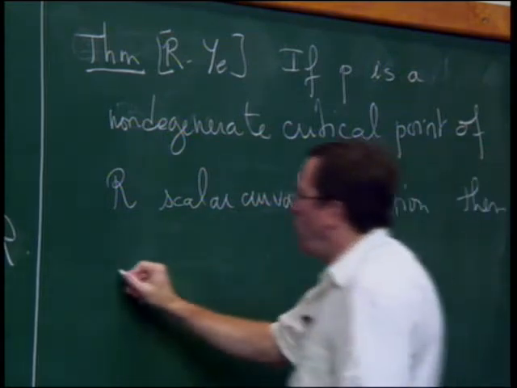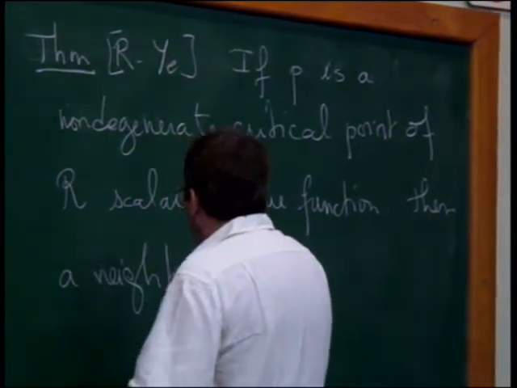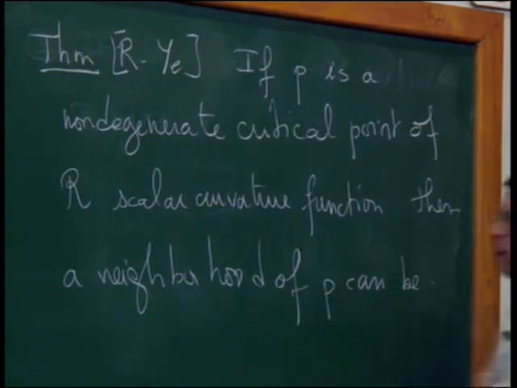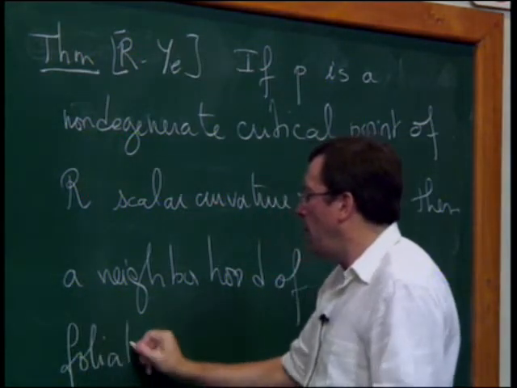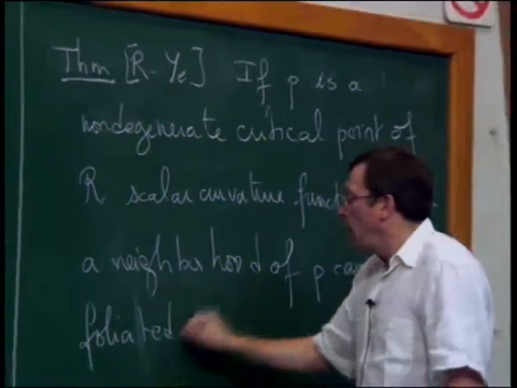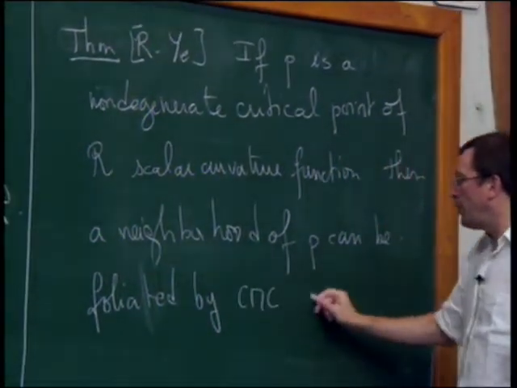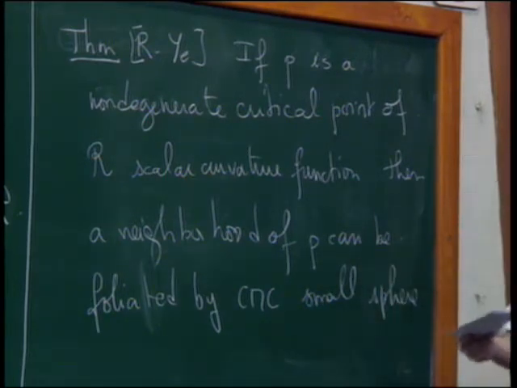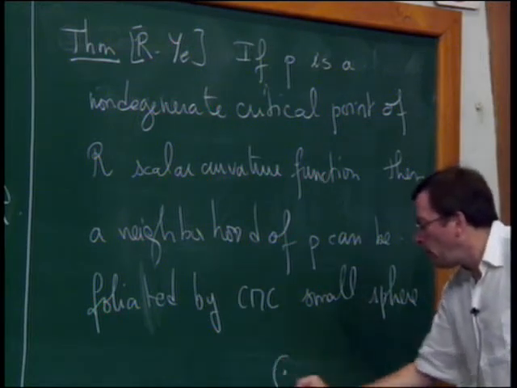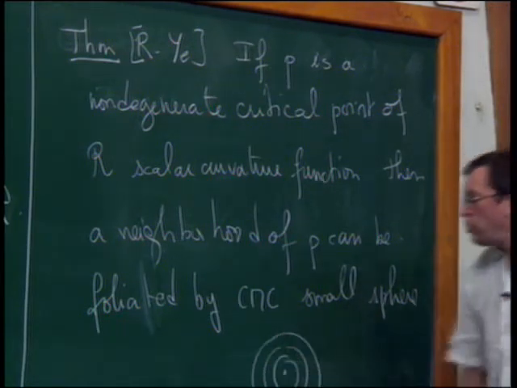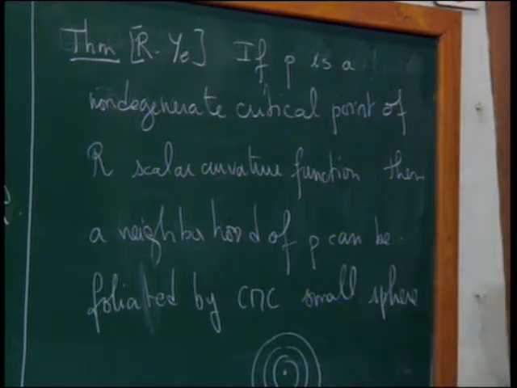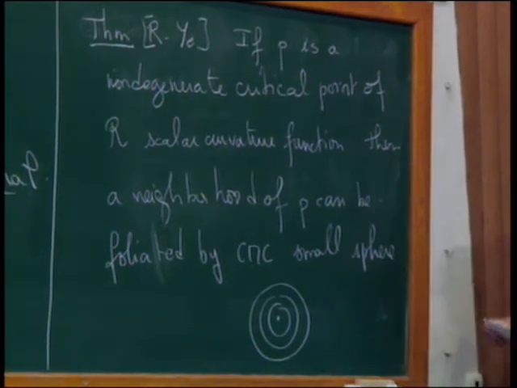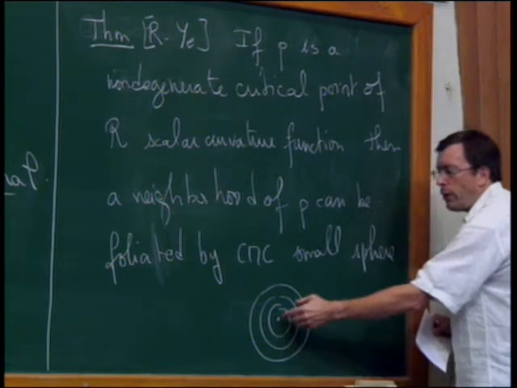Then a neighborhood of P can be foliated by constant mean curvature small spheres. So exactly in the same way you would do it in Euclid, in the flat 3-torus. So you have a point, and then you have constant mean curvature topological spheres, which are in fact extremely close to geodesic spheres, and they foliate a neighborhood of this point P.